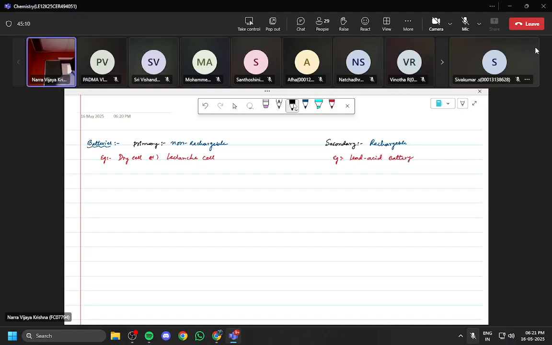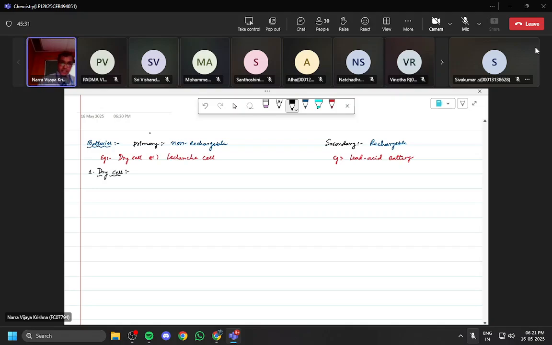First, let me start with the explanation of a dry cell. After that, I will go with the lead acid battery. After that, we will discuss the remaining different varieties of cells, right? So these two are the important things according to our syllabus, right? So first I am going with the dry cell, or we also call it the Leclanche cell.